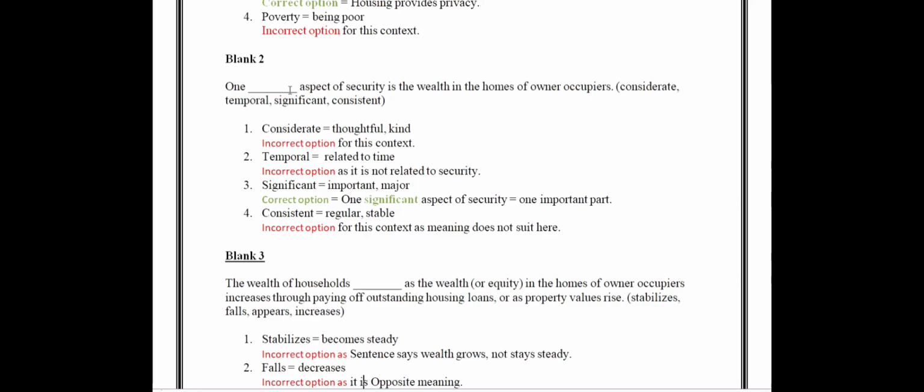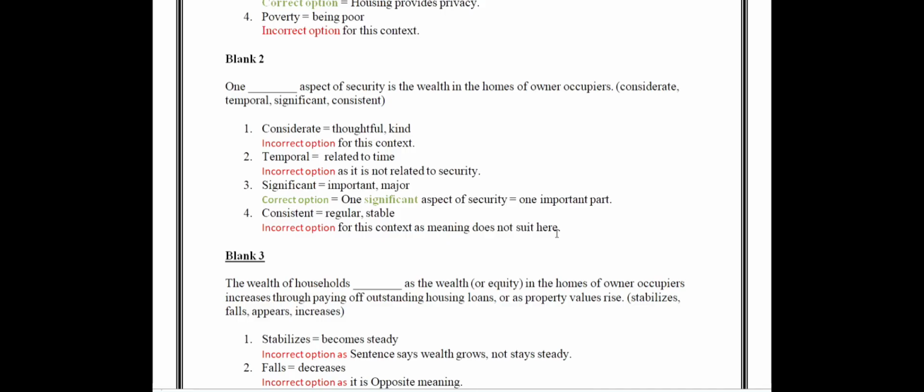Word 1, considerate, is thoughtful or kind. Incorrect option for this context. Temporal, related to time. This again is an incorrect option as it is not related to security. Significant is important or major. That is our correct option. One significant aspect of security. That means one important part of security. Consistent, the last choice, meaning regular or stable. Incorrect option for this context as the meaning does not suit here.